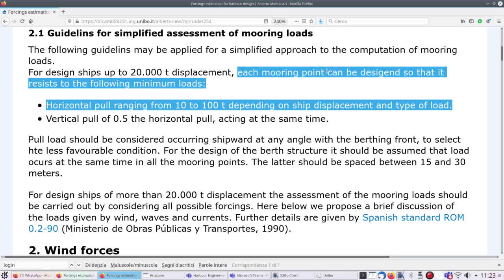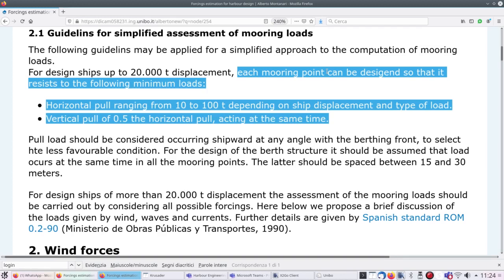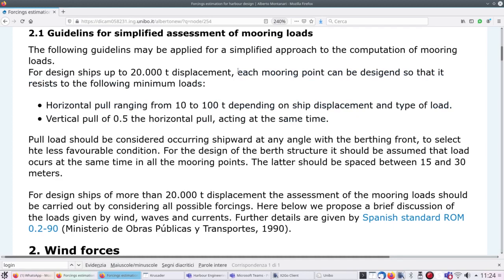So you see there is a huge range of variation, and of course the correct value within this range is to be determined by applying first the simplified procedures that I discussed with you, and then the more refined procedures that we are not discussing, but that you can find in the literature when we are called to carry out a final design. The vertical pull, as a rule of thumb again, can be assumed to be 0.5 the horizontal pull acting at the same time. I think this is an interesting rule of thumb for getting an order of magnitude of the loadings that each mooring point could be called to sustain.